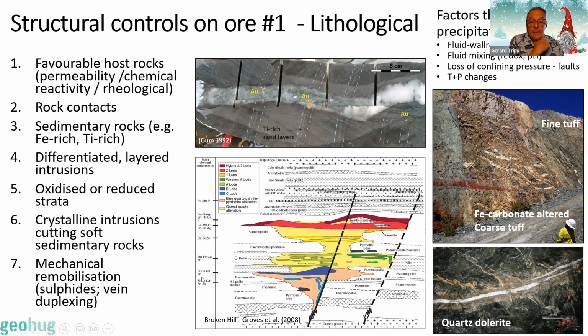So that's pretty important. And then the lower figure is from Broken Hill, where there's a layered stratigraphy, more oxidized, more reduced strata that are more and less favorable for the precipitation of ore. So favorable host rocks will give you permeability, chemical reactivity, or rheologic changes that influence where ore wants to go. The rock contacts are always a really important structural control. Sedimentary rocks, differentiated layered intrusions, oxidized or reduced strata.